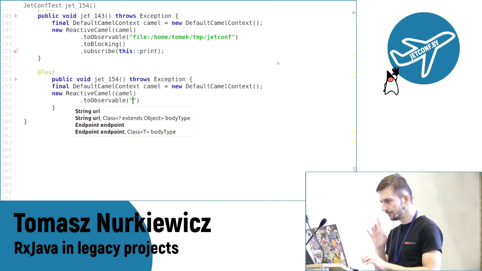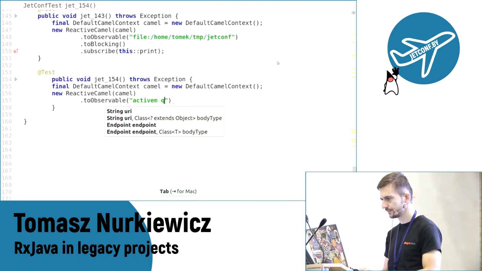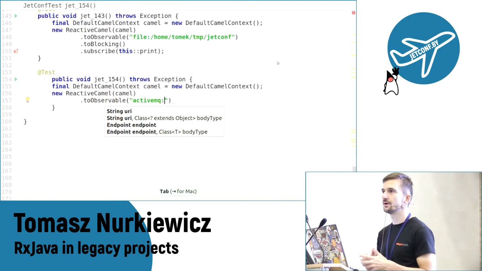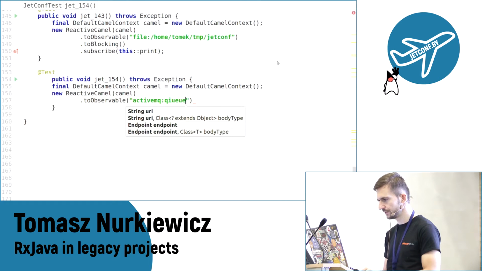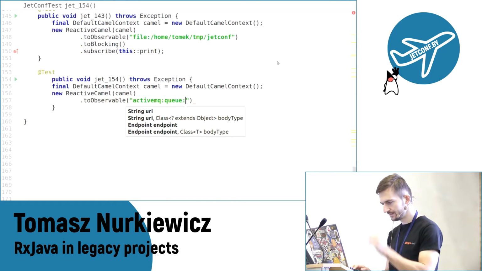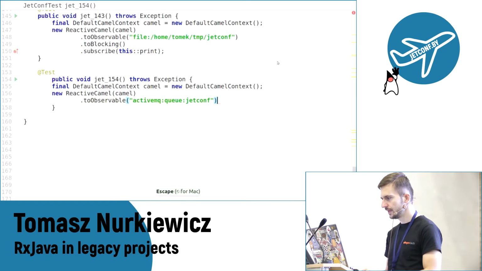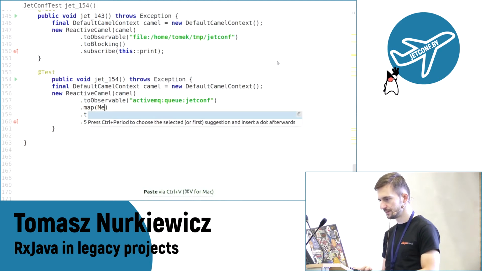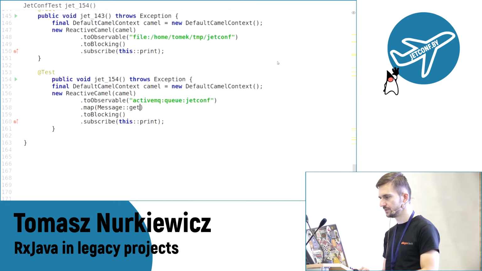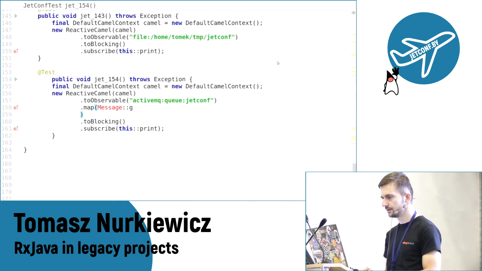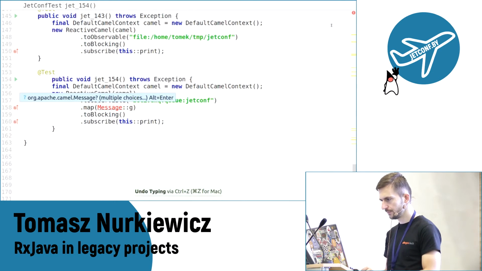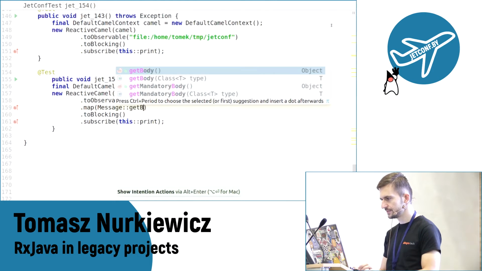So I'm going to connect to ActiveMQ. And in ActiveMQ, there are 2 flavors. There are queues and there are topics. I would like to connect to a queue. And let's call it a jetconf queue. And the rest of the code is actually the same. So there's to blocking and there's subscribe. However, in this case, I'm only interested in the body of the message, which is basically going to be whatever I placed in a message. So come on, Apache Camel message, and I'm interested in body.